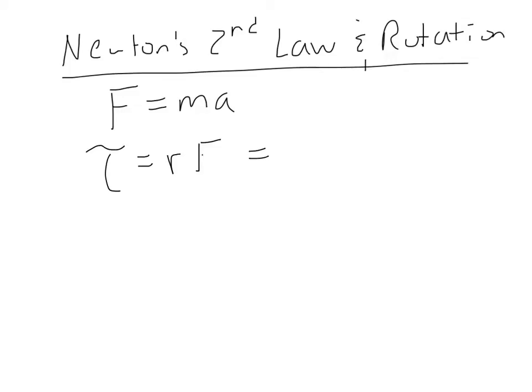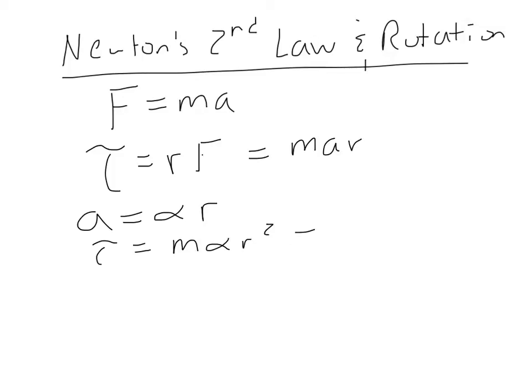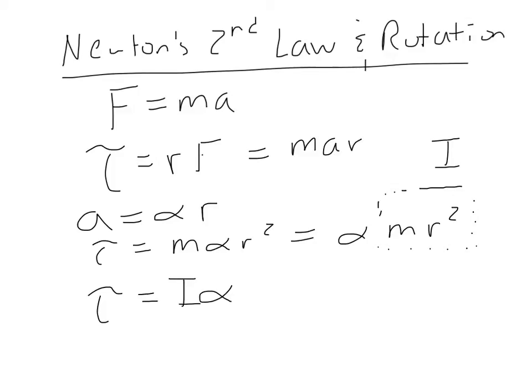And we could also replace that by m a r, replacing the force with the mass times the acceleration. We also know that the tangential acceleration is equal to alpha R. Now we can have the torque is equal to m alpha r squared. A little bit of rearranging, you get alpha times m r squared. Recall that this m r squared term is the rotational inertia I. So finally what we have is that the torque is equal to the rotational inertia times alpha.